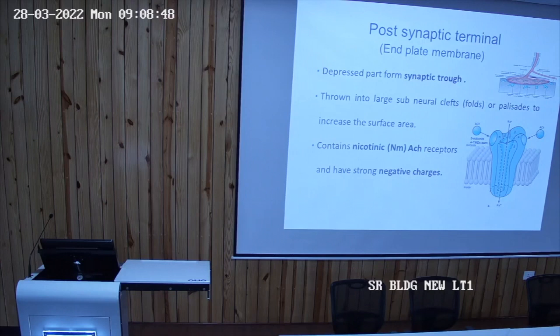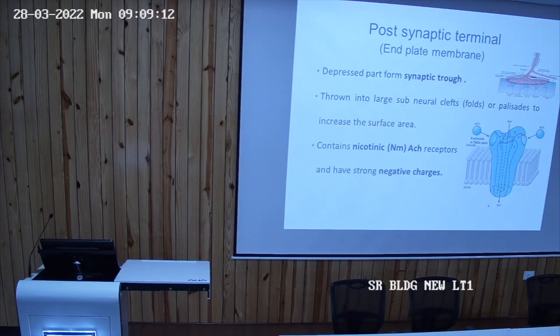Just उसके जो opposite में होगा, that is a depressed area, that is called the synaptic trough भी कहते हैं. You can see this area. तो इसके just oppose कर रहा है. That is the synaptic trough. And you can see here, there are neural clefts here, जिनमें क्या है? Foldings हैं to increase the surface area. And this area is having a lot of these receptors.